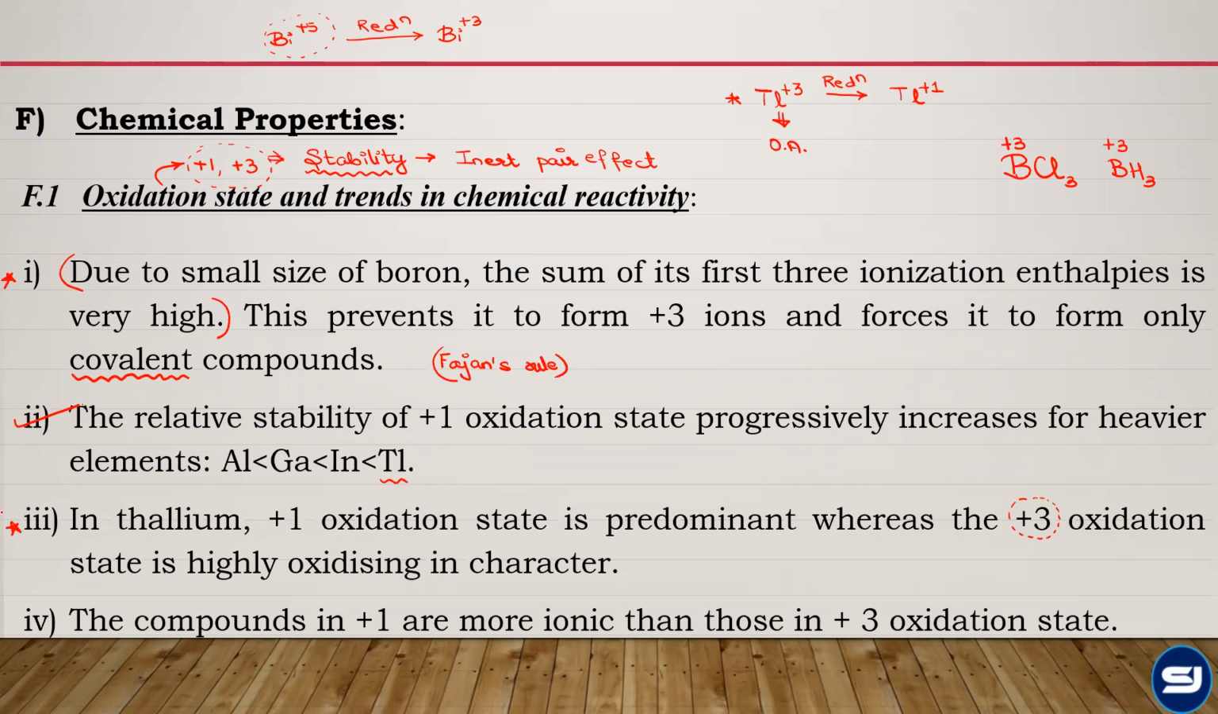Then point 4, the compounds in plus 1 are more ionic than those in the plus 3 oxidation state. See, in the notes there are a lot of points which are given, but उनमें से सारे points हम already पहले discuss कर चुके हैं. तो जो points important है वो मैं यहाँ पर discuss कर रहा हूँ with their reasons. Fine. You have to go through all the points and mark the important points whichever you feel can be converted in the form of MCQs.